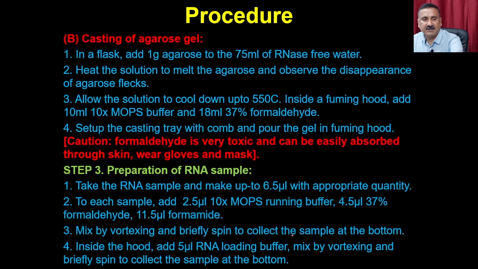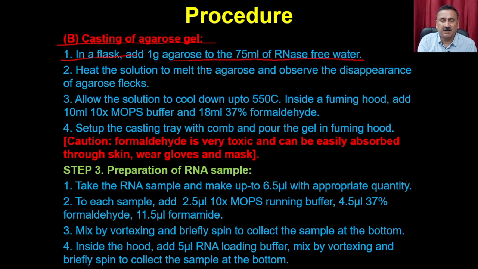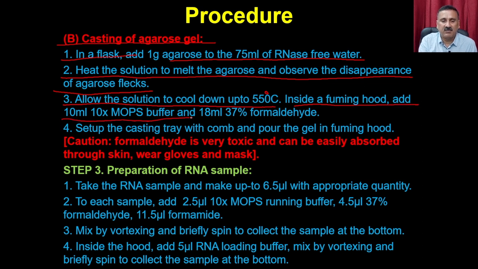Now, step 3 is the casting of the agarose gel. In a flask, add 1 gram of agarose to 75 ml of RNase free water. Heat the solution to melt the agarose and observe the disappearance of the agarose flakes. Then allow the solution to cool down to 55 degrees Celsius. Inside a fuming hood, add 10 ml of 10x MOPS buffer and 18 ml of 37% formaldehyde. Remember that formaldehyde is a very corrosive liquid, so you should be very careful, because it may cause burns and other kinds of accidents.